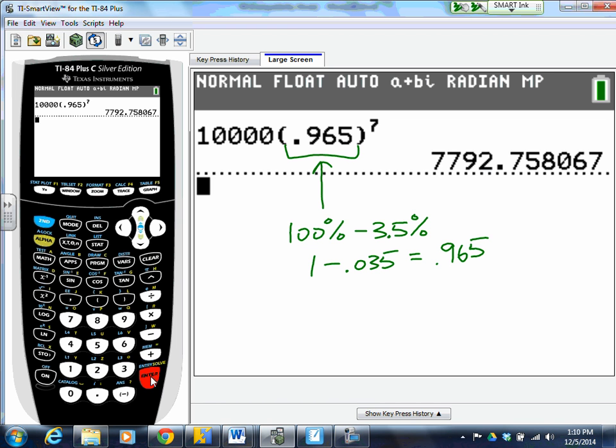Okay, now let me just say this. If it was growing by 3.5%, okay, if it was growing, you would just have to do 1 plus that 0.035, and that would give you a B value of 1.035, and that would then make each value be 3.5% larger than the one before. Okay, so just kind of watch out if it's growth or decay. It could either be 1 plus or 1 minus that rate.